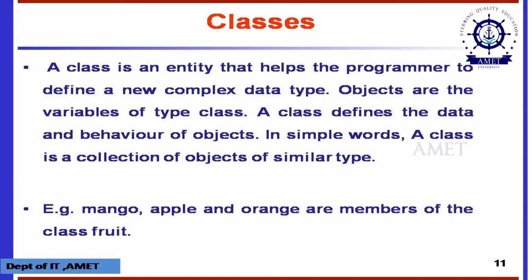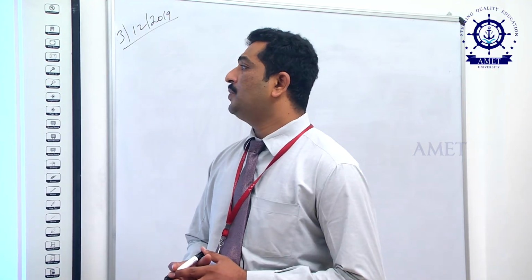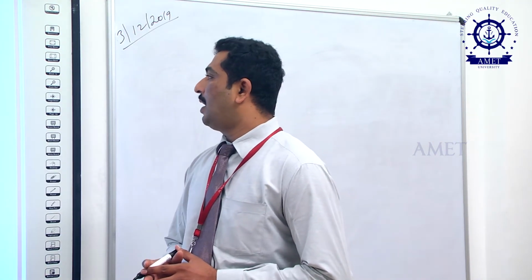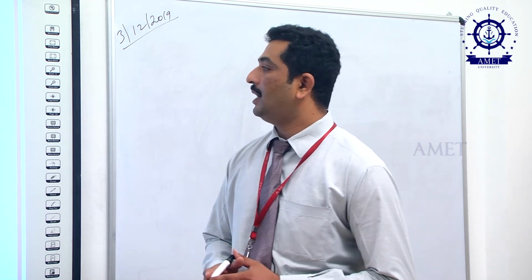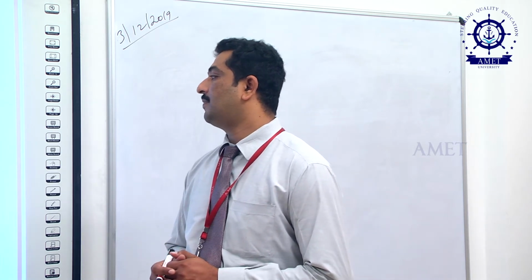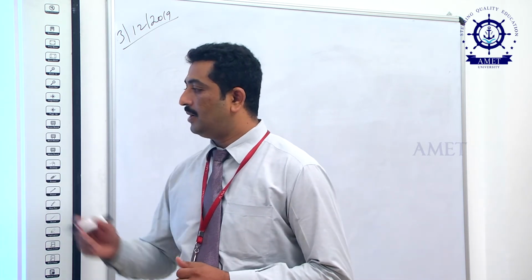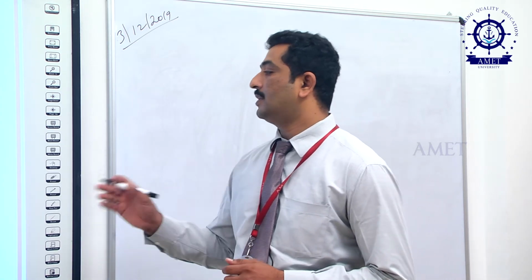A class is an entity that helps a programmer define a new complex data type. Objects are variables of a type class. A class defines the data and behavior of the object. In simple words, a class is a collection of objects of a similar type. For example, mango, apple and orange are members of the class fruit.